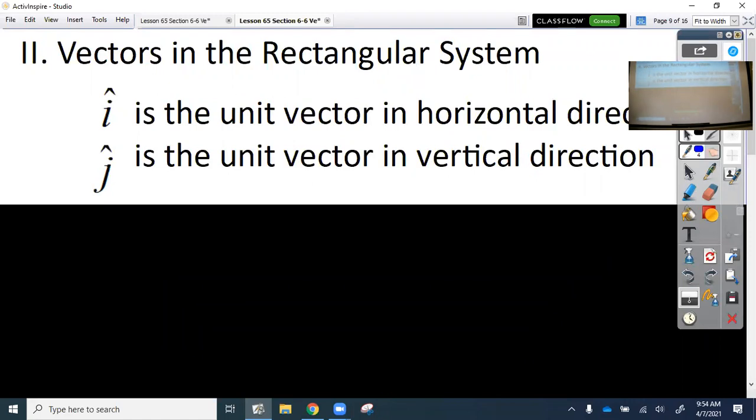Now we need to talk about how we specifically identify vectors in the rectangular system, the regular system. We have this notation that looks weird, and what you say is even weirder, but I love it. I hat and J hat. Don't they look like I and J with a hat on? Well, that is actually what they're called. I hat and J hat.